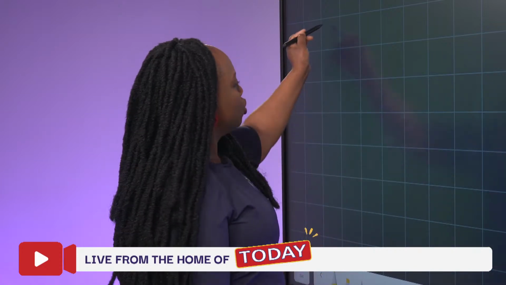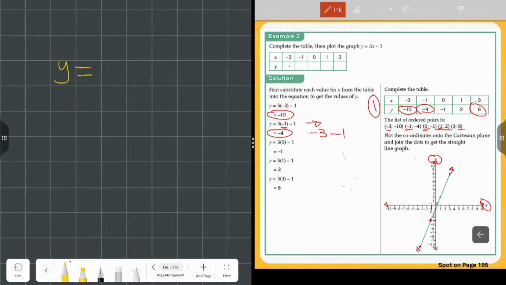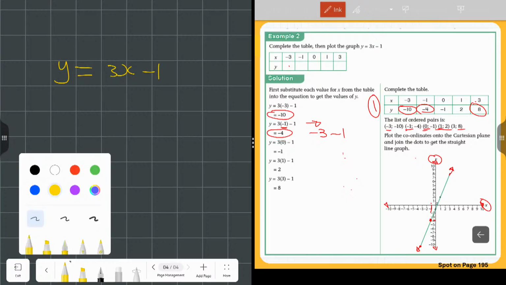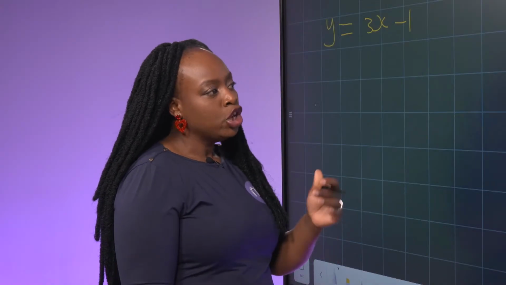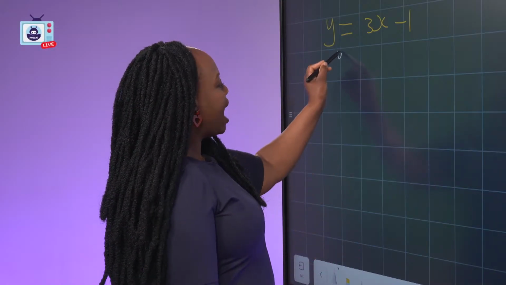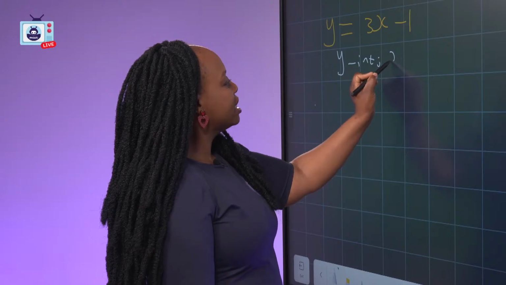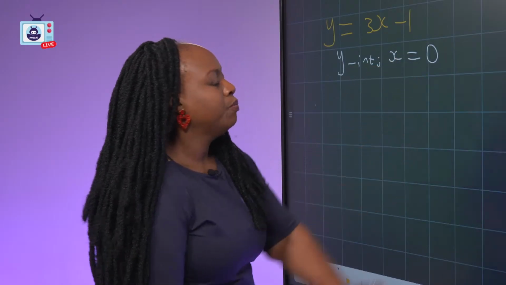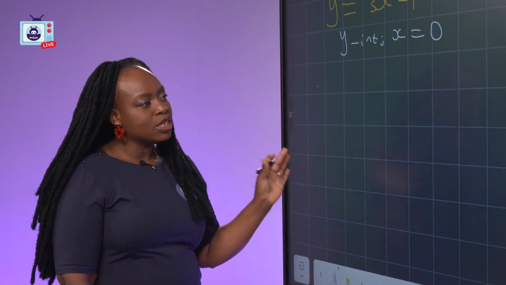So I am going to write the same equation we have. So that is y equals 3x minus 1. With this, if you remember in one of our lessons, we did say that whenever you want to calculate the x and the y intercept, you're going to do it this way. So for the y-intercept, I am going to let x be equal to 0. That's what we do.